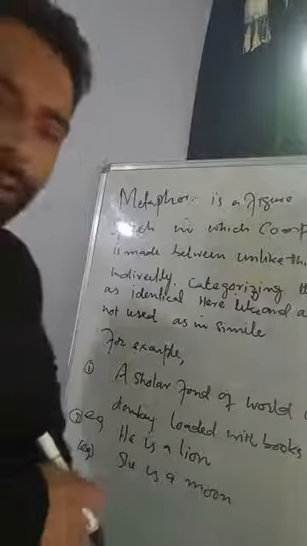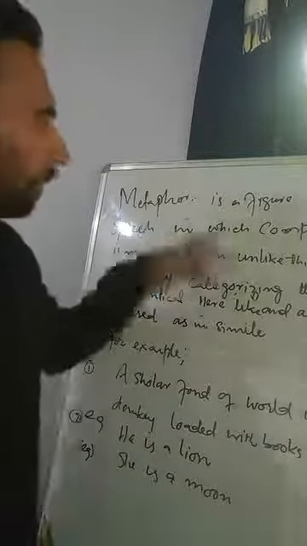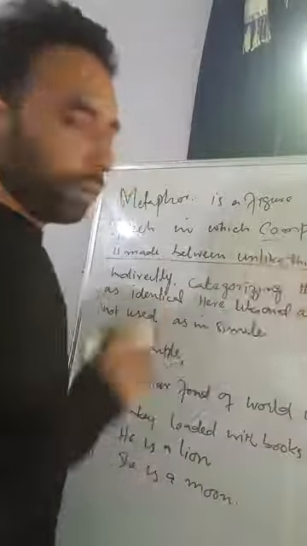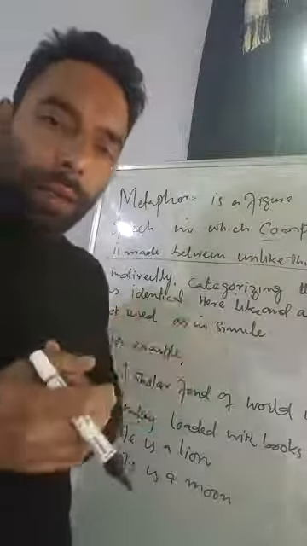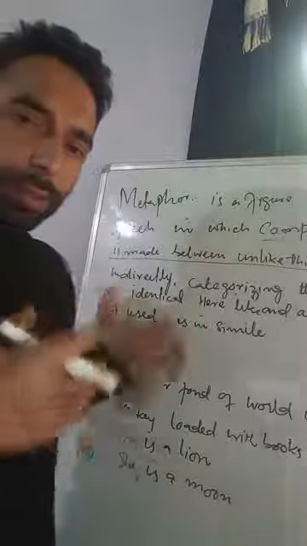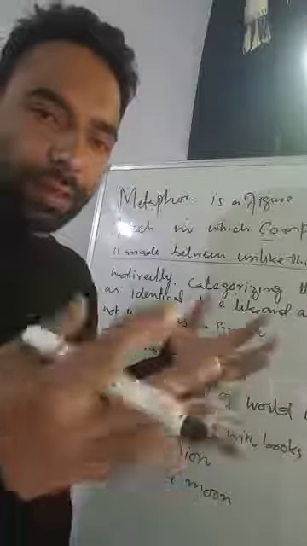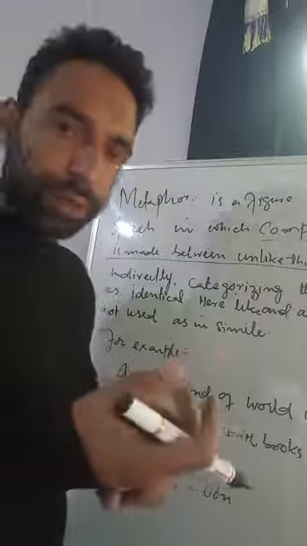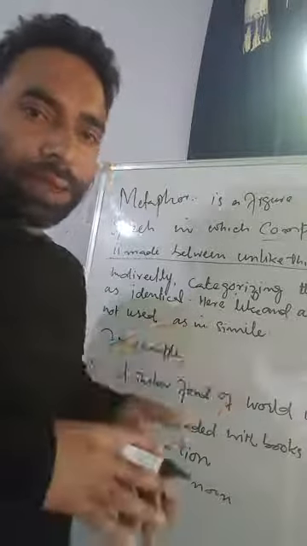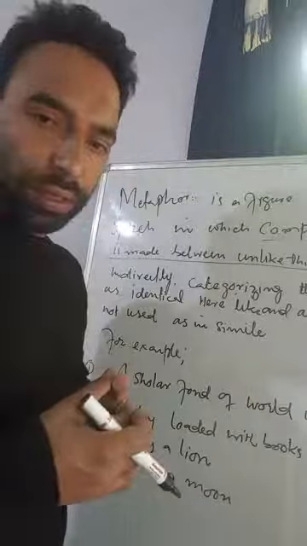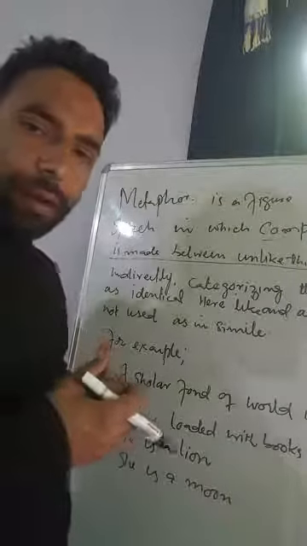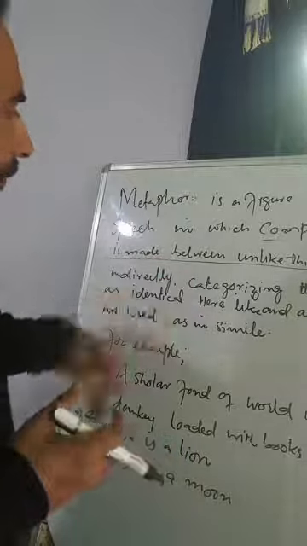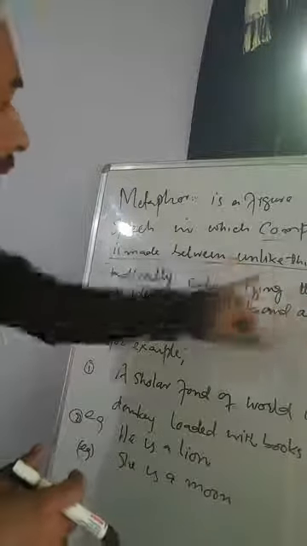Okay, metaphor. Metaphor is a figure of speech in which comparison is made between unlike things. Like in simile, we compare two different things, but these things are always unlike, they are not the same. If there is sameness found between these two different things by means of metaphor or simile, both of them are called figures of speech. So what is the difference between simile and metaphor? This is today's question and the lecture is all about it. In metaphor, comparison is made between unlike things indirectly.